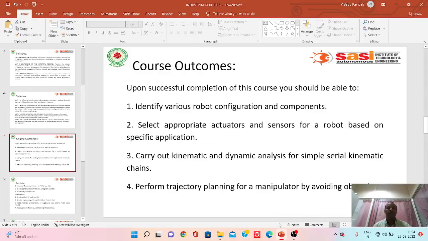And then the fourth one: perform trajectory planning for a manipulator by avoiding obstacles. This we cover in the fifth unit of the syllabus.